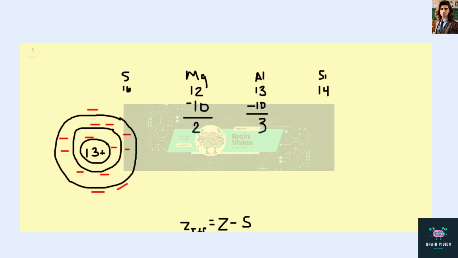Let's do the same with silicon. It doesn't have 13, but it has 14 protons in the center, which means it also has to have 14 electrons on the outside, so we will add 1 more. Again, the number of core electrons that are shielding these outer electrons does not change, so we're still going to subtract 10, giving us 4.